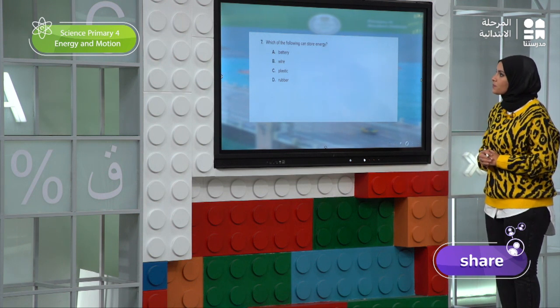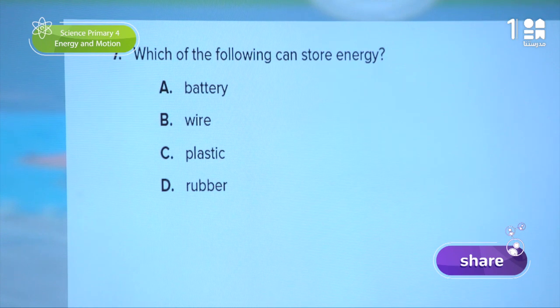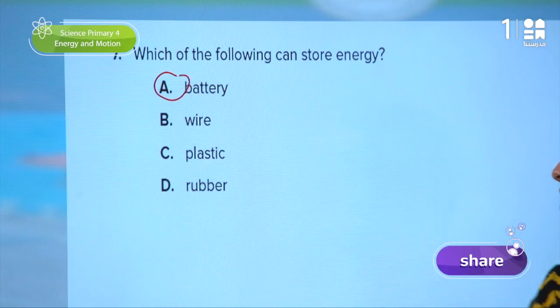The last question. Which of the following can store energy? Battery, wire, plastic, rubber. Can store يعني جواه potential energy. The right answer is A because battery stores chemical energy.